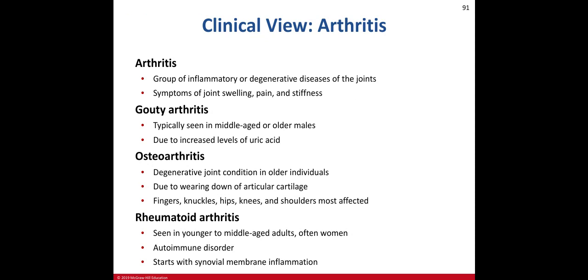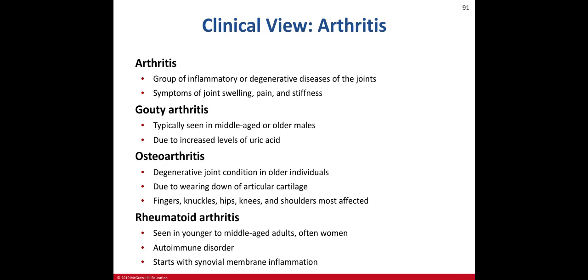Some different clinical views here, exactly what we're looking at. Arthritis as a whole, we just call it inflammation or degenerative diseases of joints. And the symptoms we see are joint swelling, pain, and stiffness. We can get gouty arthritis, which is usually seen in middle-aged and older men because of an increased level of uric acid.